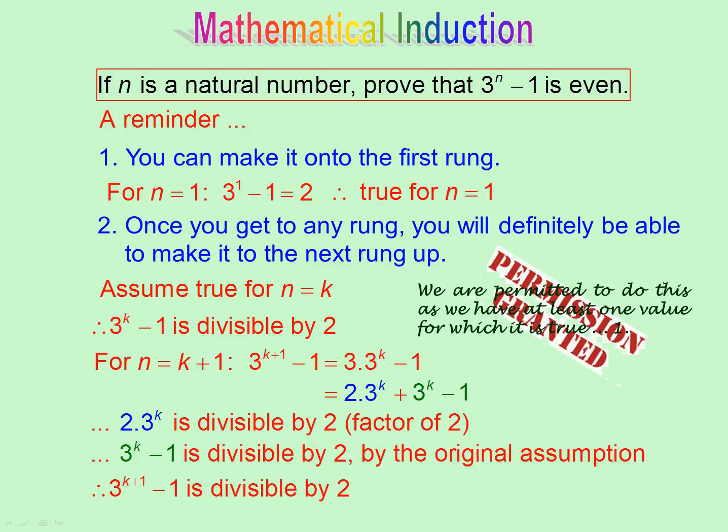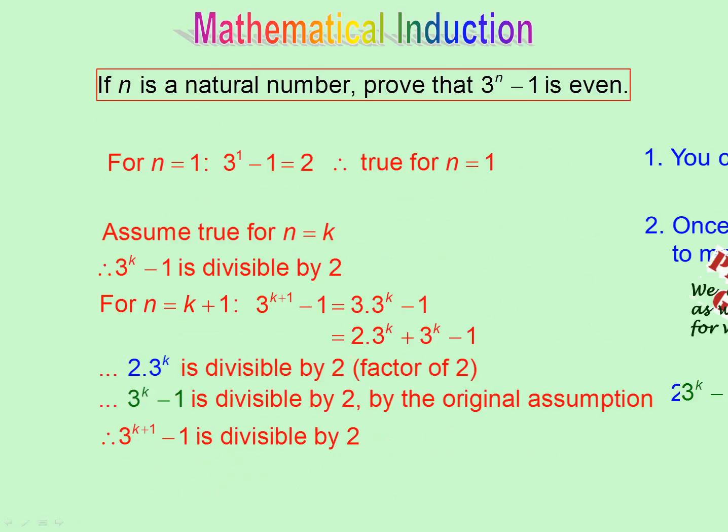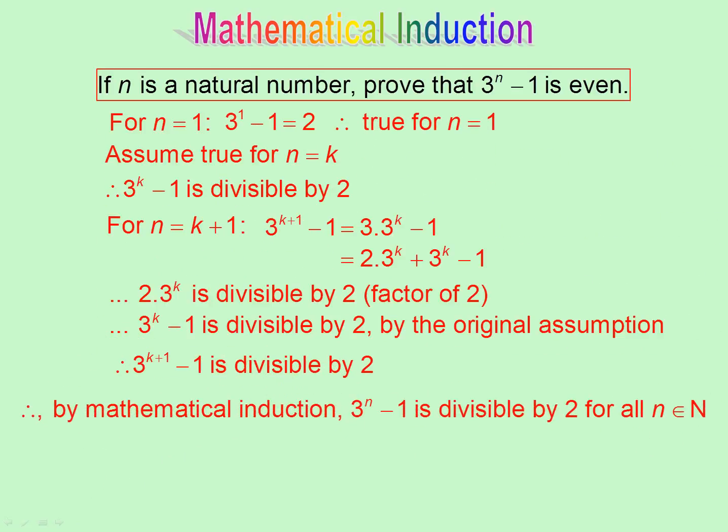Therefore, based on the fact that it's true for n equal to k, we've shown that it's true for n equal to k plus 1. So we could say, therefore, by mathematical induction, 3 to the n minus 1 is divisible by 2 for all n element of N. I'm just showing off what big words I can use. Big words like marmalade. I guess I should say is even for all n element of N.